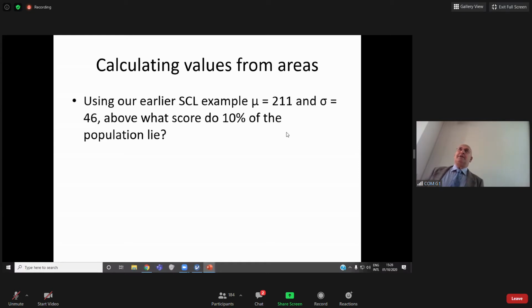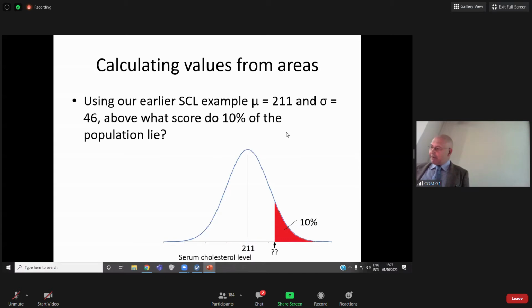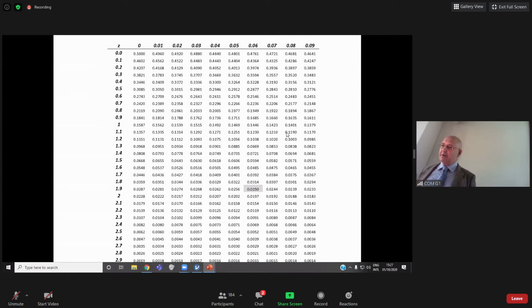Another way of putting that is if I select someone at random from the population, what would that particular value be on that scale if it was 10%? So 10% of the population, what is that score on the SCL? So what we're talking about is this area here. If there's a 10% chance, then what would this value be here? Okay, so how do we do this? Any suggestions?